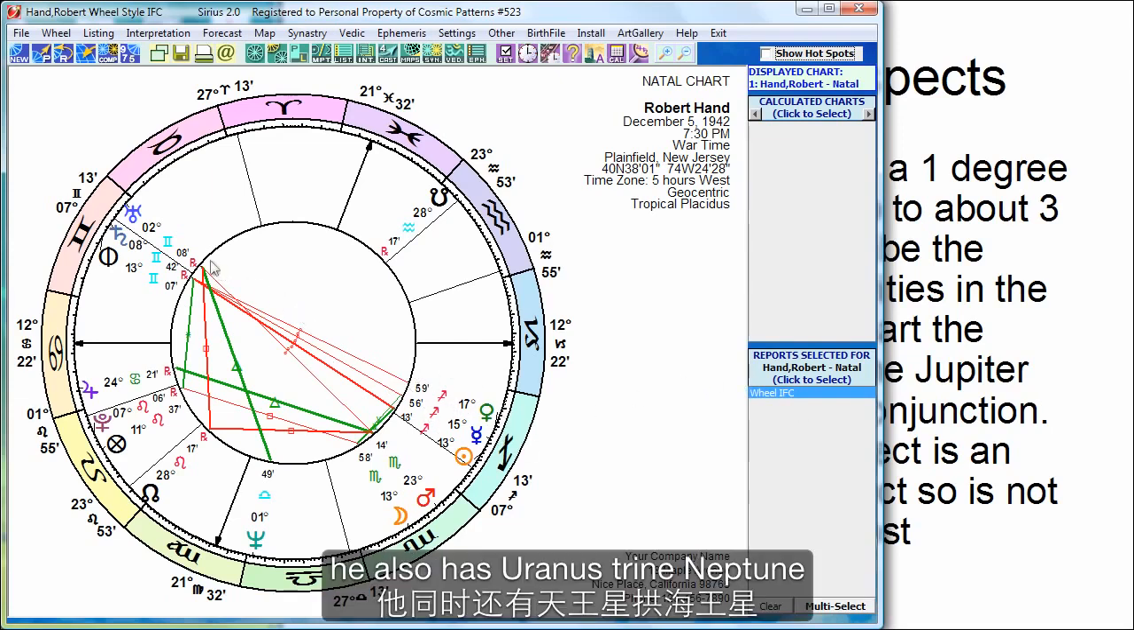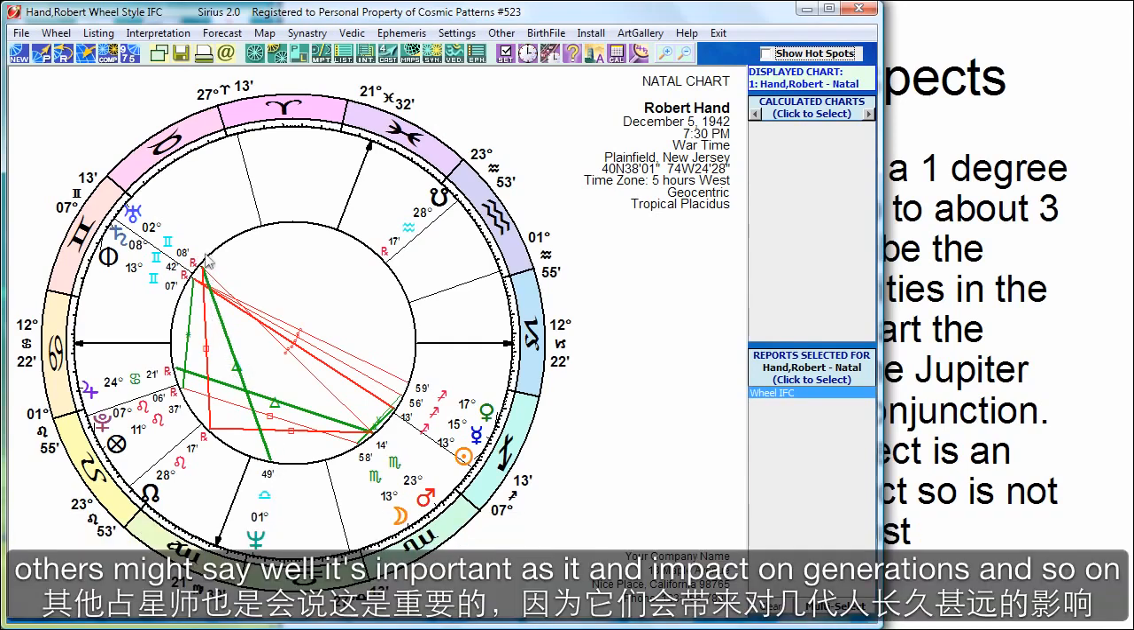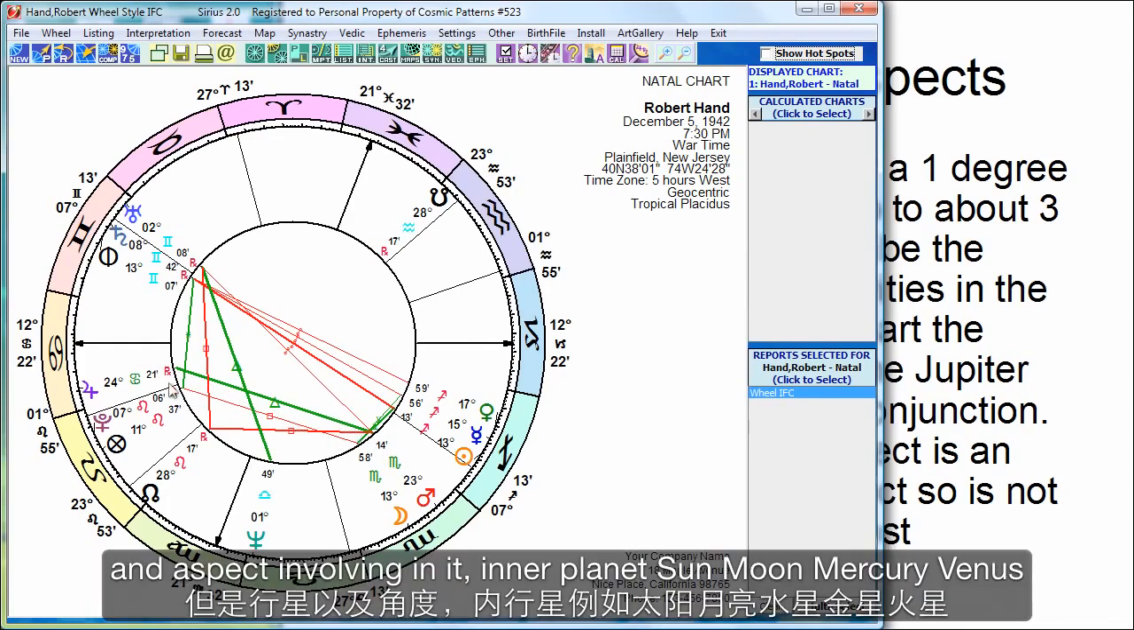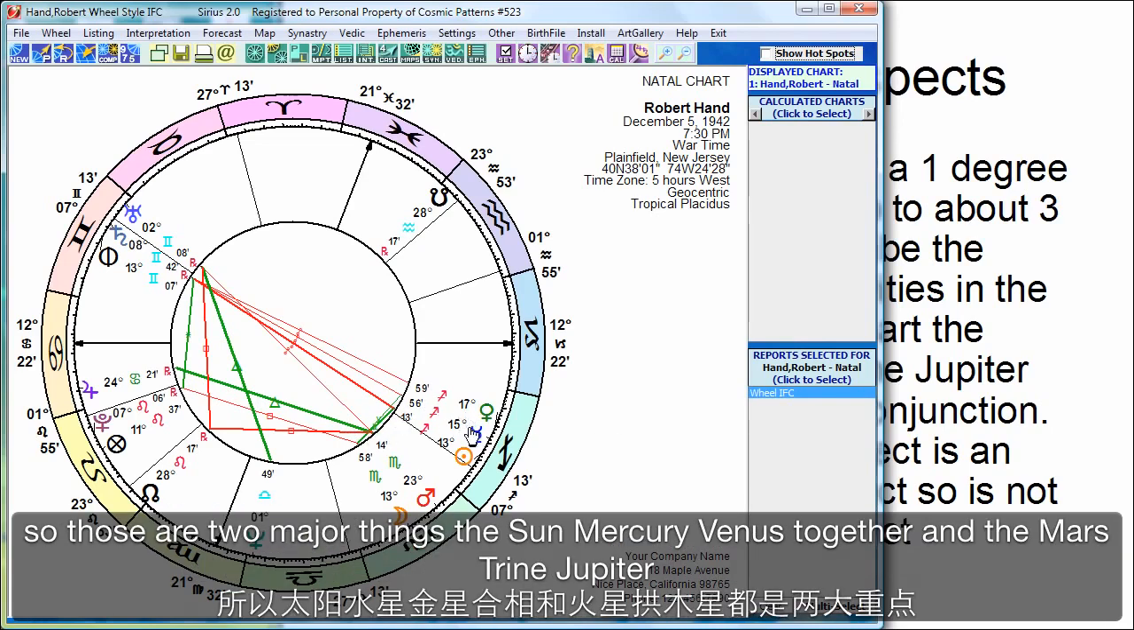He also has a Uranus trine Neptune. A lot of astrologers wouldn't emphasize that as much, even though it's very tight, because they're slow-moving planets. Others might say, well, it's important as an impact on generations and so on. There's different ways of thinking about it, but definitely an aspect involving an inner planet, Sun, Moon, Mercury, Venus, or Mars, and to some extent also Jupiter and Saturn, is definitely important. So those are two major things, the Sun, Mercury, Venus together, and the Mars trine Jupiter.